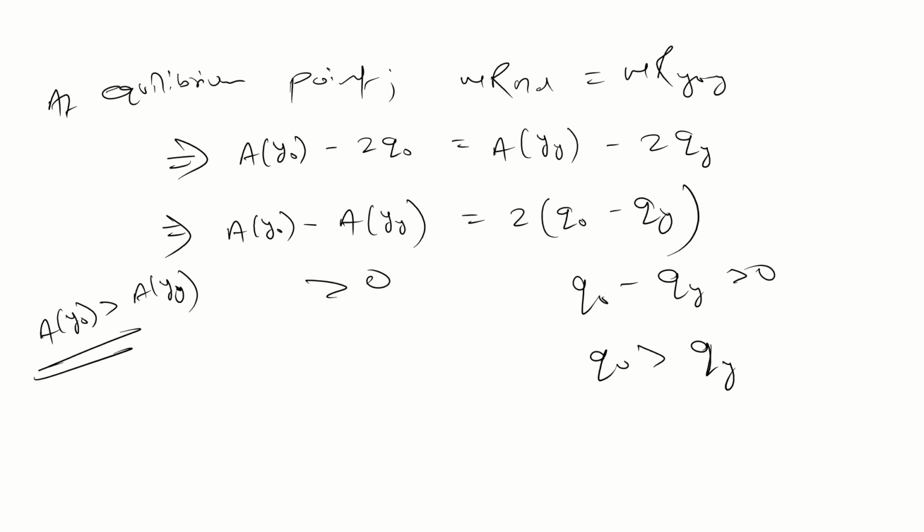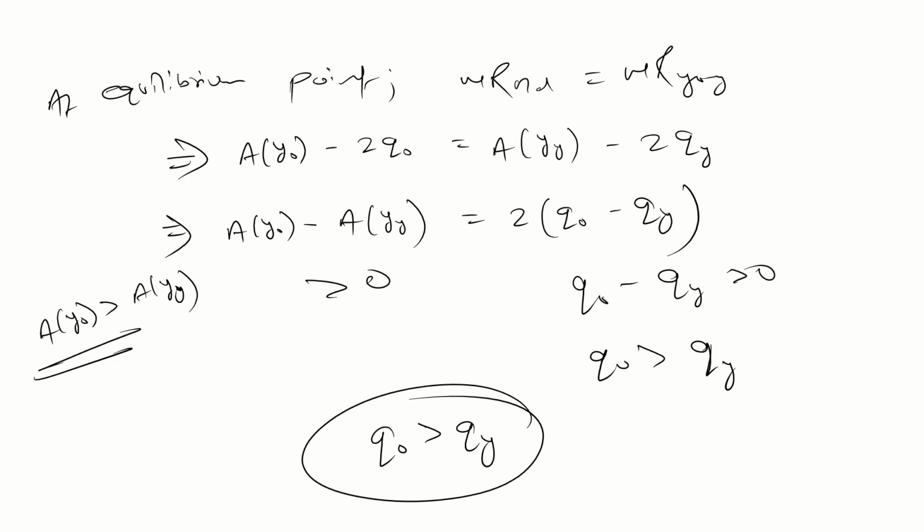So the amount demanded by the consumer at the old age period must be greater than at the young age period. After these relations, we have concluded that Q naught is greater than Qy.